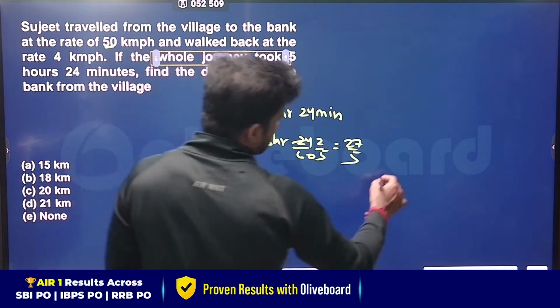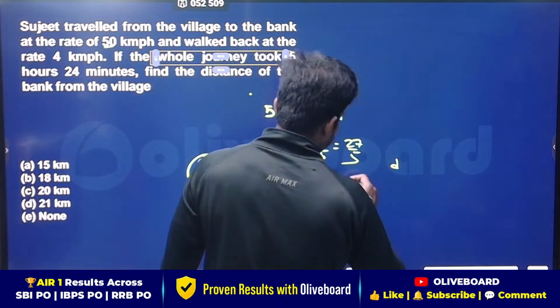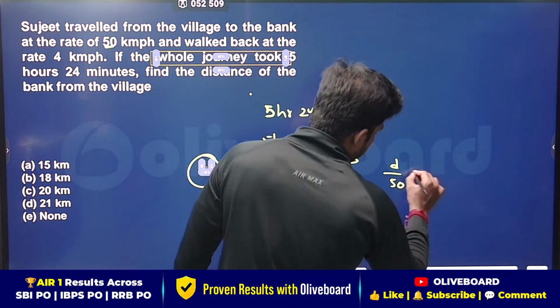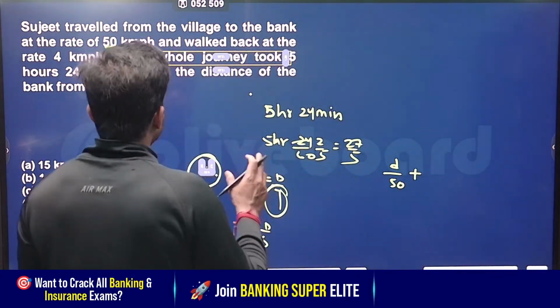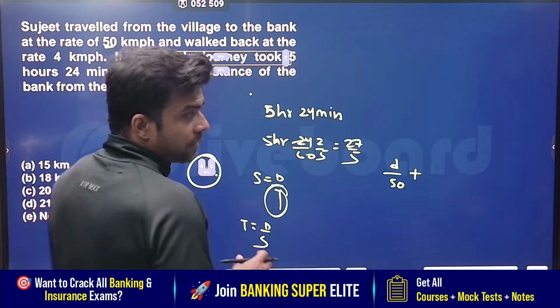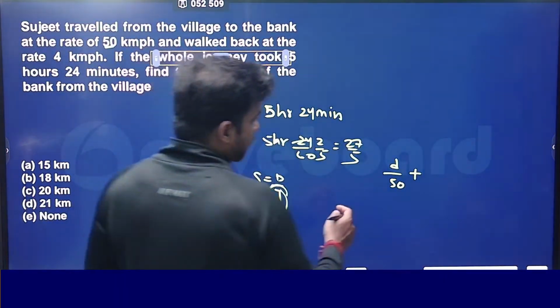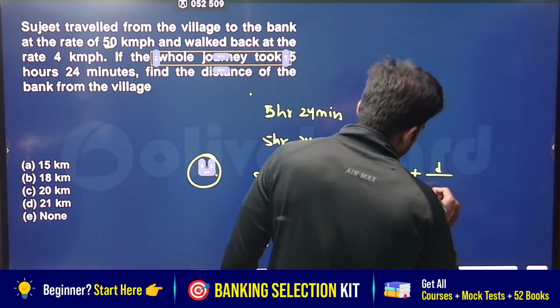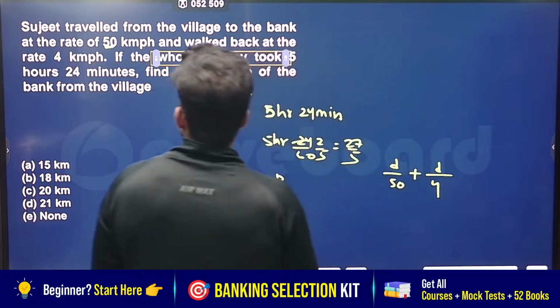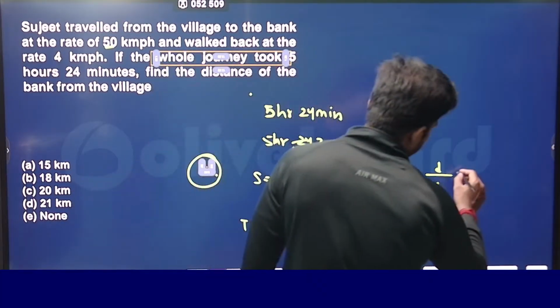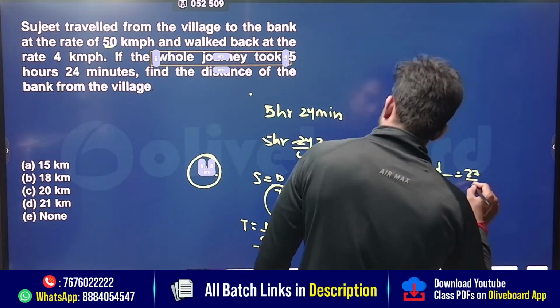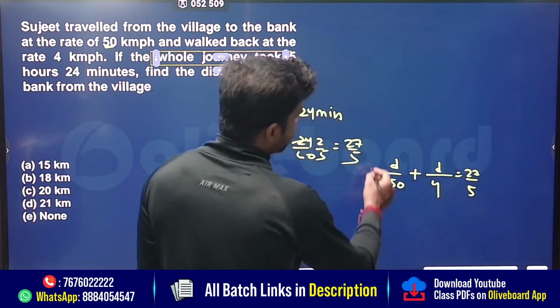So distance by speed: first is 50, plus the other is distance by speed, and he walked back at the rate of 40 kilometers per hour. So he's coming back. Back means again traveling this distance d, only at 4 kilometers. If the whole journey is taking 27 by 5, correct?